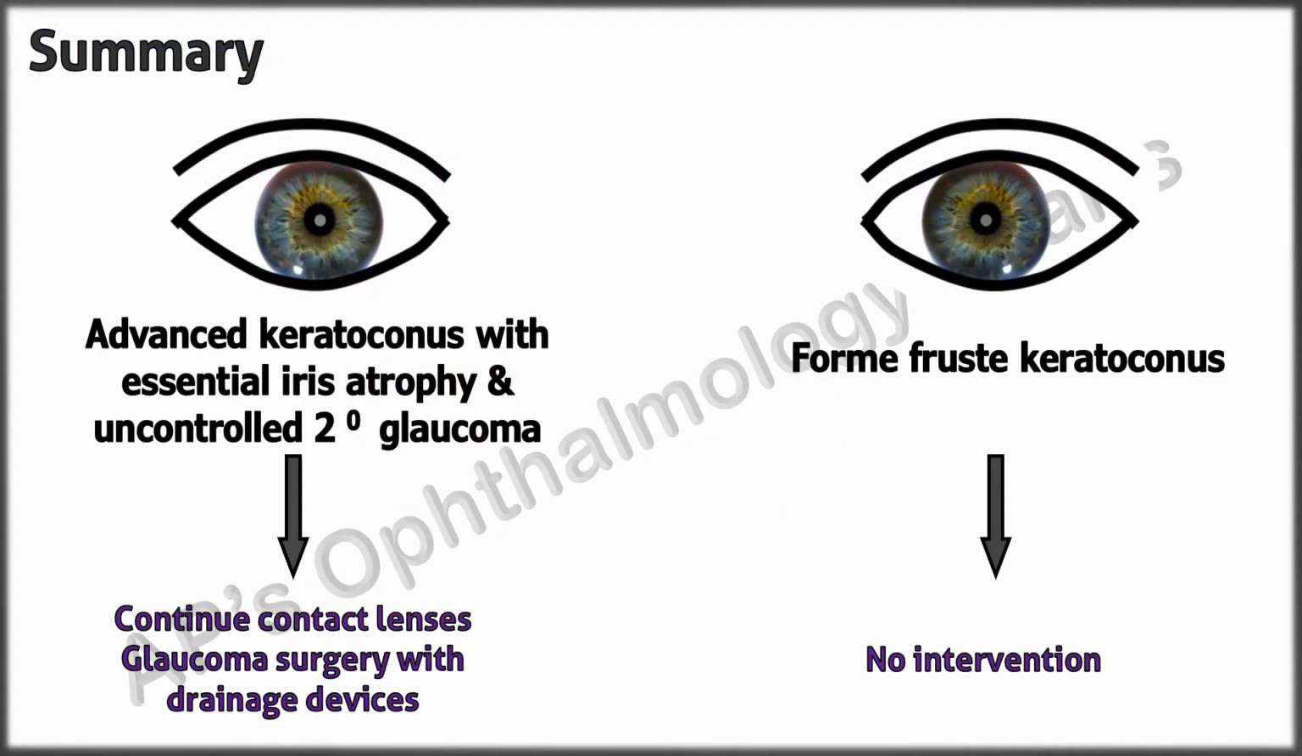So, to summarize, this is a patient with advanced keratoconus and essential iris atrophy with advanced uncontrollable glaucoma in the right eye and forme fruste keratoconus with good uncorrected vision in the left eye. The best form of management for this patient would be to let the patient continue wearing contact lenses for vision and to go for a glaucoma drainage device in the right eye.